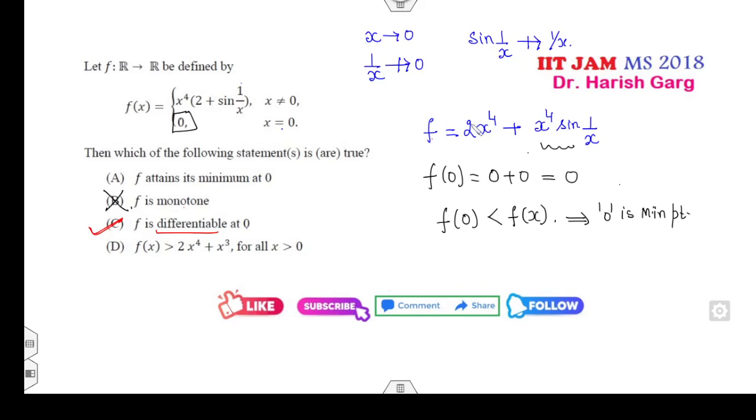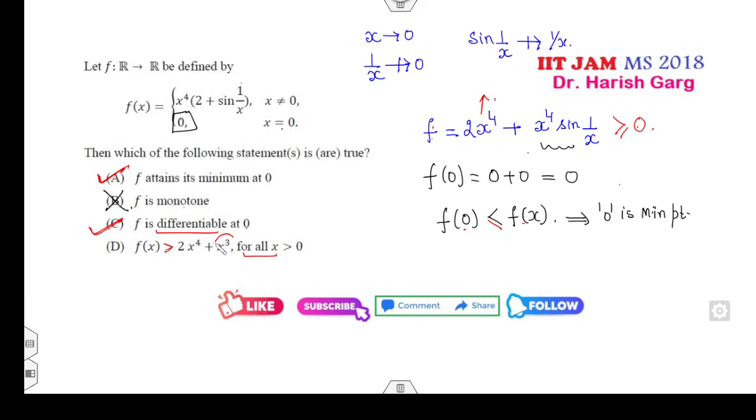And that's very simple. x to the 4 is always a positive number. That number is always greater than 0, as well as equal to 0 also. That means f of x is always greater than or equal to f of 0. Yes, f attains the minimum at the point 0. f of x is greater than for all x.